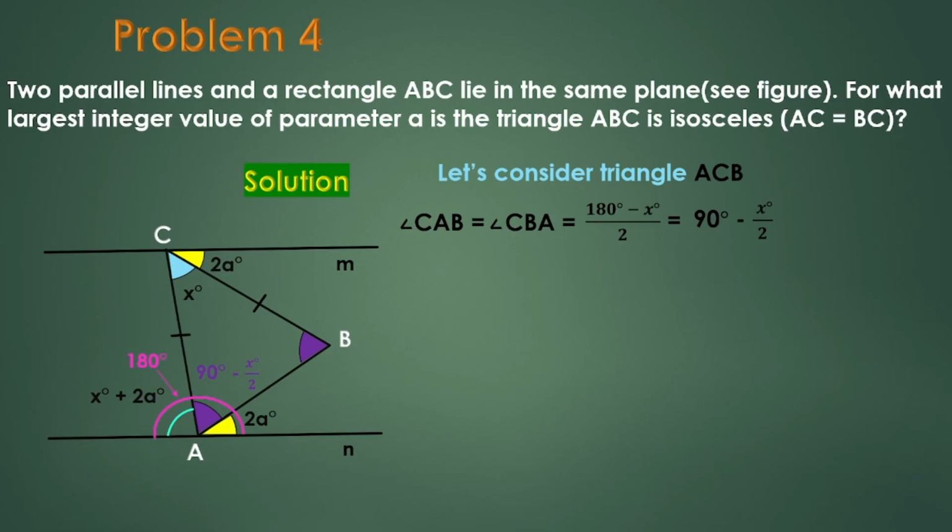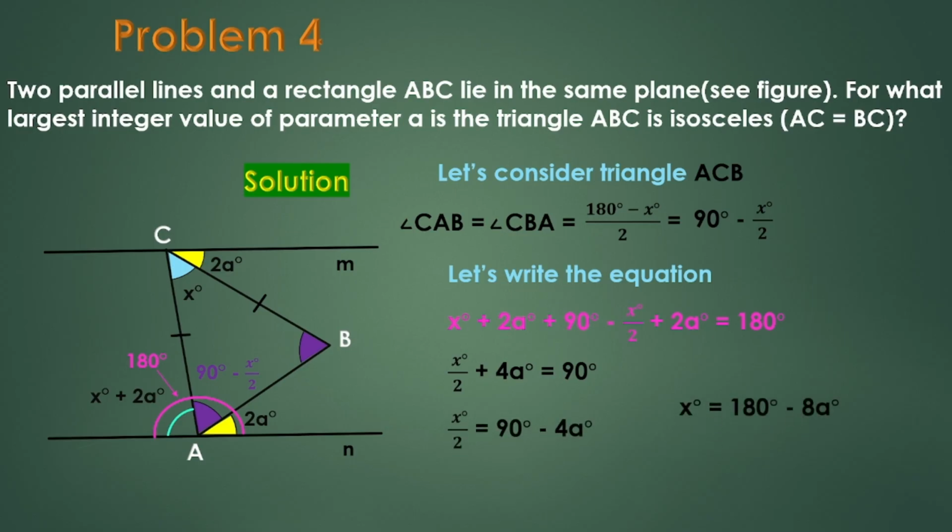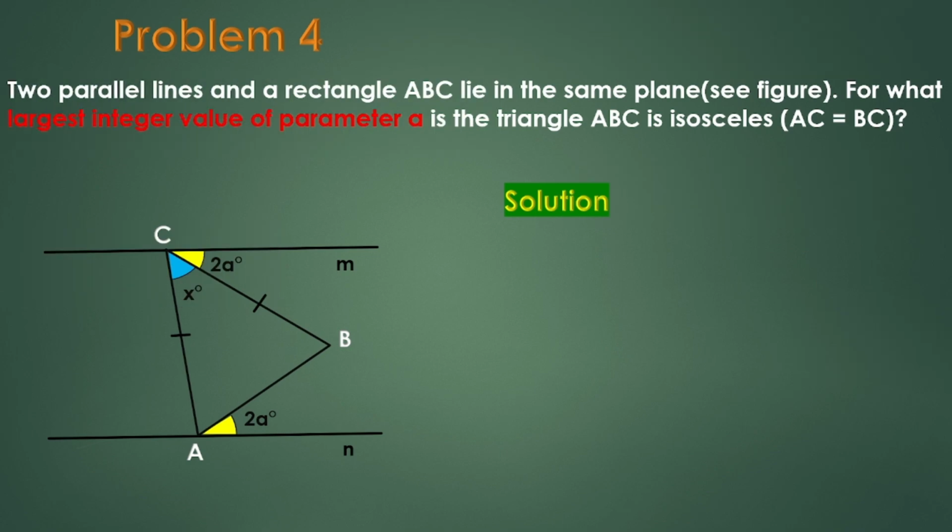And what do we do next? We take the straight angle A, which is equal to 180 degrees. And it is obvious that the sum of the angles that make up angle A is equal to 180 degrees. So we make the equation: x degrees plus 2 alpha degrees plus 90 degrees minus x degrees divided by 2 plus 2 alpha degrees is equal to 180 degrees. We simplify this equation and get that x degrees equals 180 degrees minus 8 alpha degrees. Next, so we have that x equals 180 minus 8 alpha.